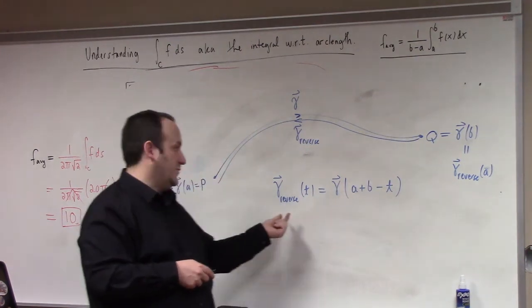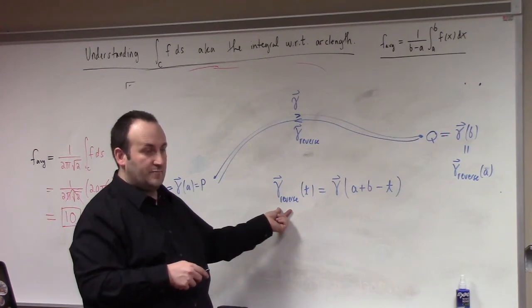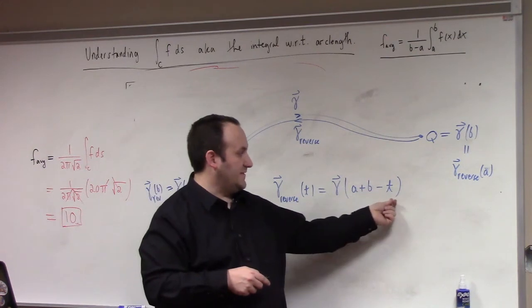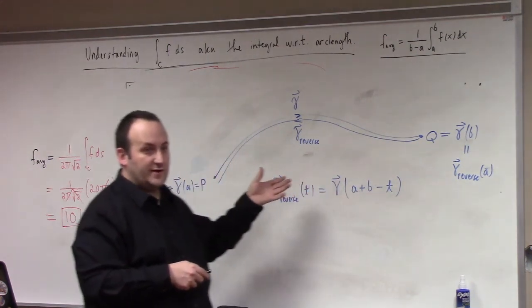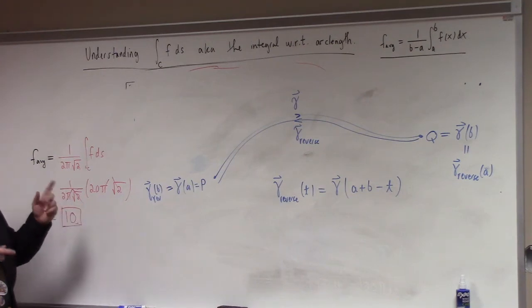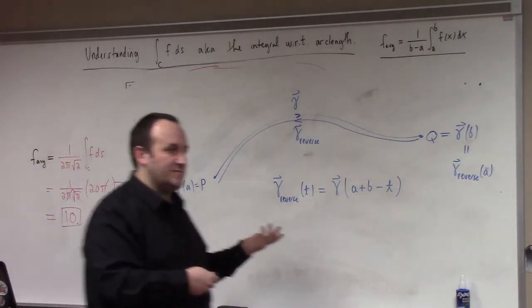So the initial point of the reverse curve is Q, right? And if I plug in time B, I get B minus B, which gives me A. So the final point, the terminal point, if you will, on the reversed curve is P. So P is the starting point for the curve gamma. It's the ending point for the reverse, and vice versa, right? So this is a reversal of the curve.